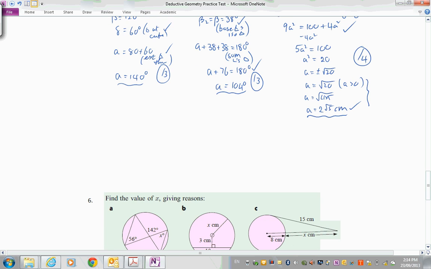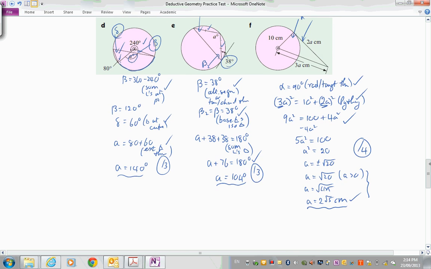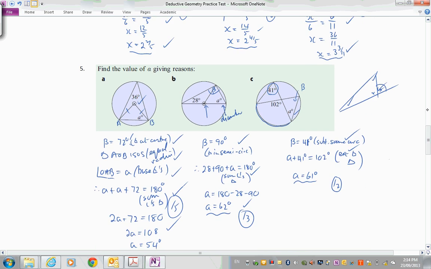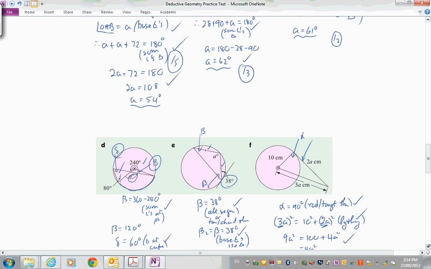So let's go back and just sum these up now. So what have we got? We've got 6, 10 there, 15, 18, 20. So question 5 was out of 20. Right, let's go and try and finish this off now.